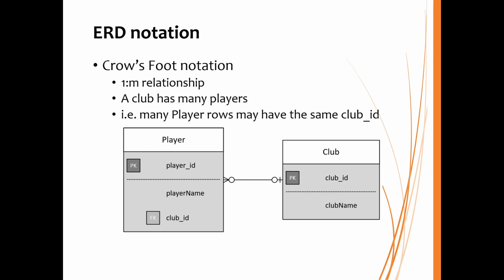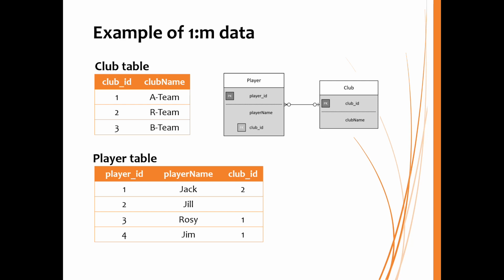Now what this means is that when we create the database tables and we put data into those tables, in other words, we populate the tables, then there will be multiple player entities that have got the same club ID. And that's what you would expect. If you've got a football team and you've got 20 people in your squad, then there will be 20 separate rows in the player table, all with the same club ID. And so we've got an example here where the 2 rows in the player table with player ID 3 and 4, that's Rosie and Jim, have got the same club ID, and they both play, therefore, for the A team.